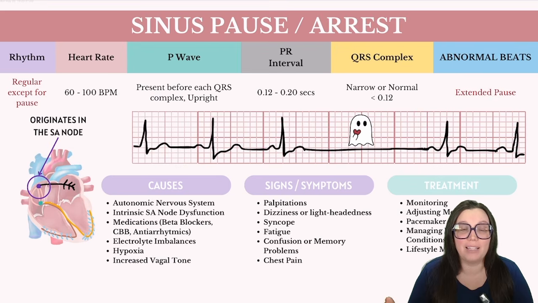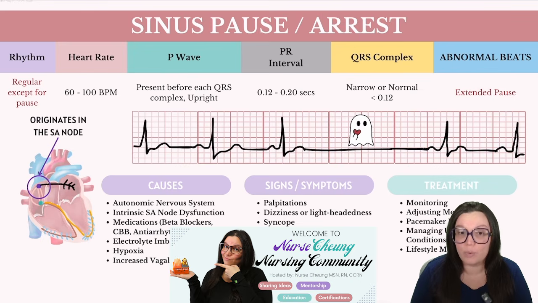We may also see imbalances of key electrolytes that regulate heart function, such as potassium as well as calcium. They can ultimately impair the electrical activity of the SA node. Other causes can include hypoxia as well as increased vagal tone. Sinus pause or arrest can manifest through various signs and symptoms, such as palpitations, dizziness, lightheadedness due to reduced cardiac output. We may even see syncope if the pause is prolonged, occasional fatigue, and in older adults, we can see confusion or memory issues from transient reduction in the cerebral blood flow. And on rare occasions, ischemic-related chest pain may occur.